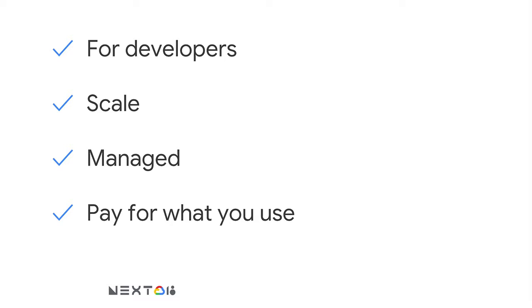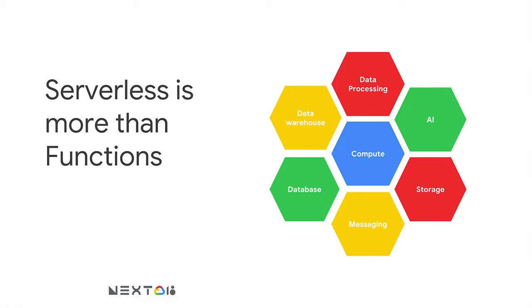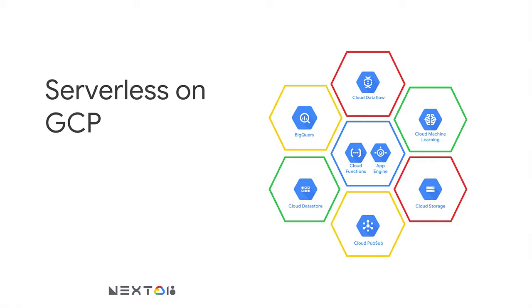If you take those characteristics, you can see how it applies to more than just small snippets of code in the cloud, more than just functions. If you take those definitions, you can see that we can apply these to many areas, like database, like storage, like AI, like data processing. All of these, Google Cloud has products that we qualify to be serverless because they answer those definitions, those points.